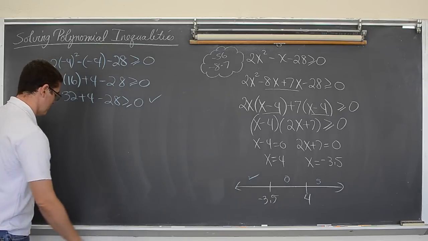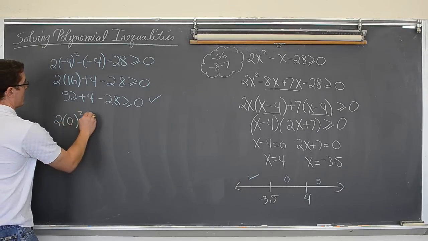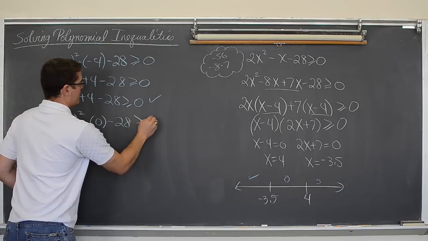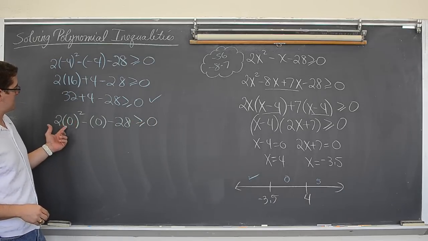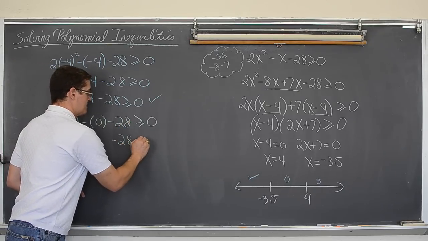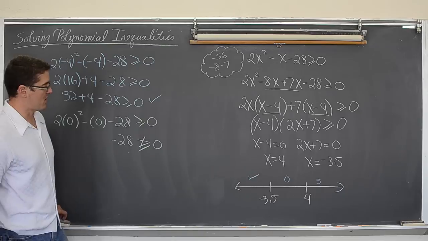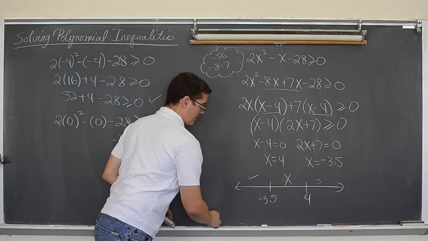Now let's try 0. 2 times 0 squared minus 0 minus 28 is greater than or equal to 0. Well, 0, 0, and negative 28. Negative 28 is not greater than 0. So when I tried a number in this second interval, it failed.